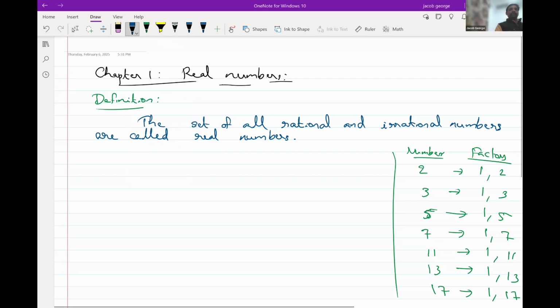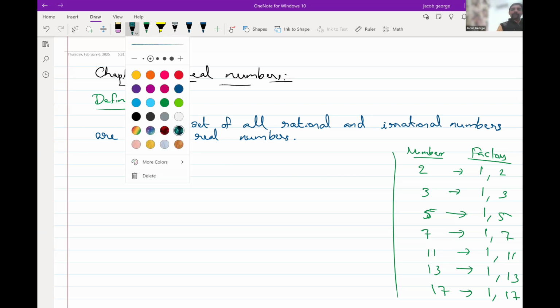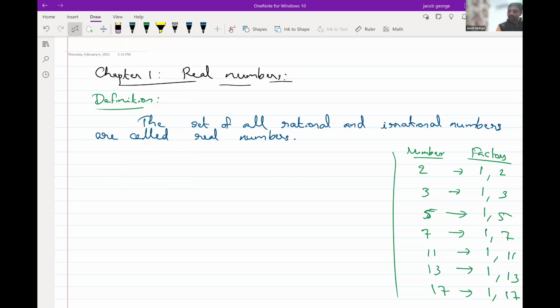Just write a definition of that one and some examples. And those who want can note down these things in the refer space. Which one? That prime number, okay? And composite number examples, right? Prime numbers.